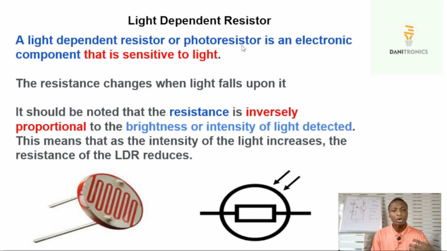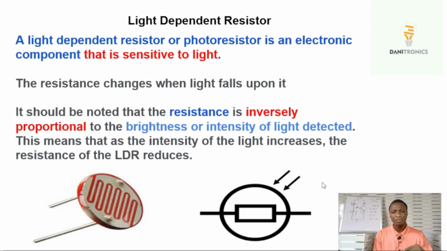So a light dependent resistor or photoresistor is an electronic component that is sensitive to light. The change in light, the brightness of light, the dimness of light affect the resistance value. So the resistance changes when light falls upon it. It should be noted that the resistance is inversely proportional to the brightness. So the resistance of this resistor is inversely proportional to the brightness of the light it detects.